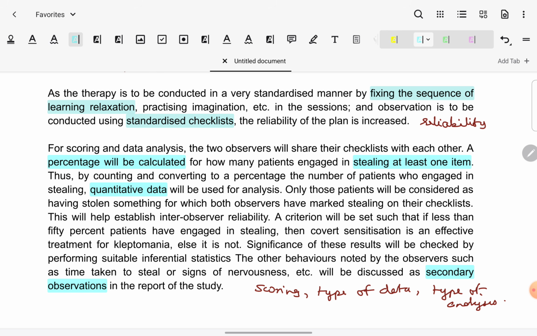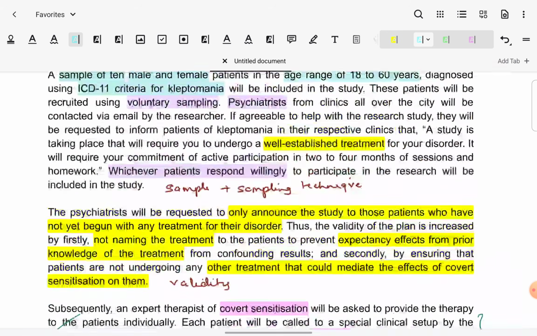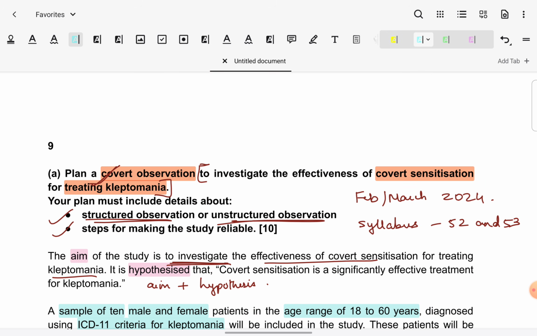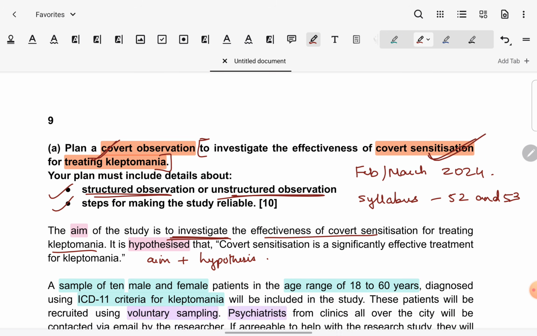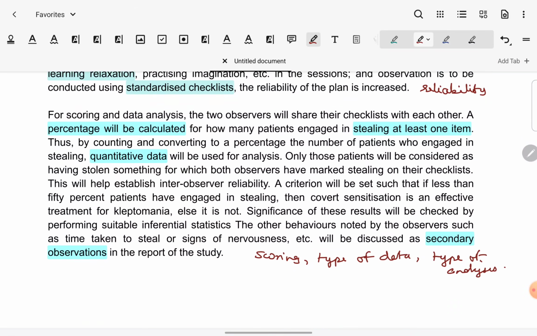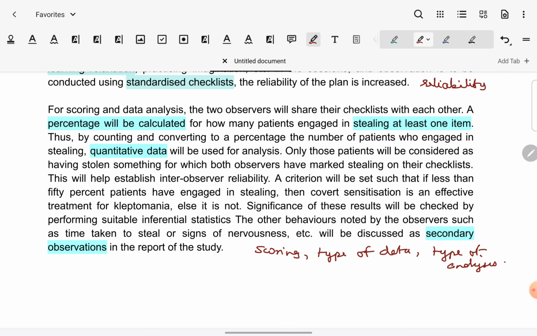Everything we don't have to analyze in detail to come to a conclusion. The whole agenda of the study is to see whether covert sensitization is effective or not. So that we come to know by looking at whether people are stealing or not. So that is enough, and it keeps it simple. So that's one thing. Also, I have made the criterion very explicit, like if 50% of patients are stealing, like 50% or more, then this treatment is not effective. Otherwise it is.